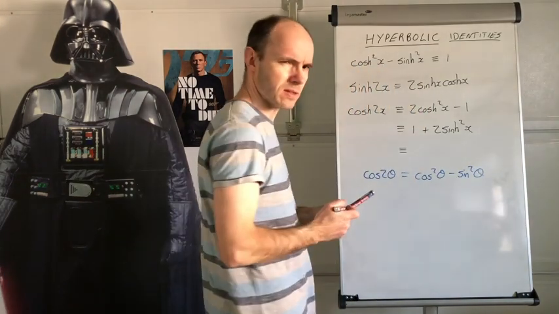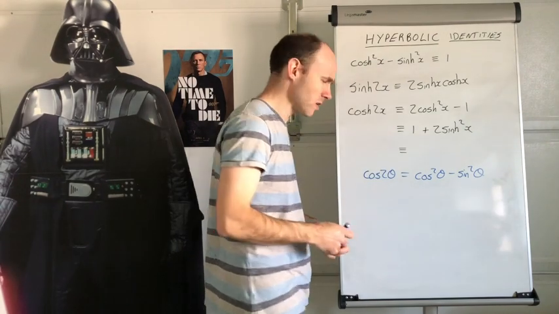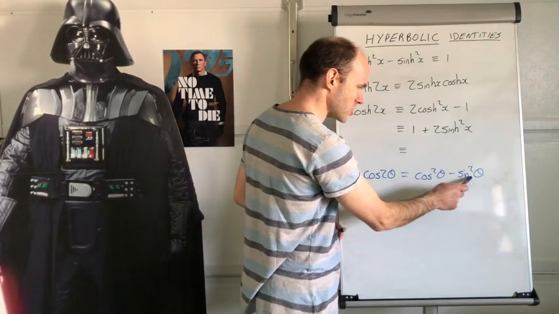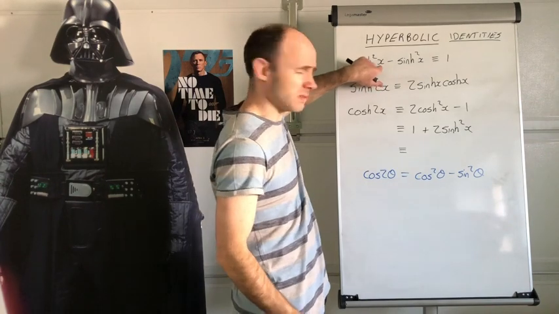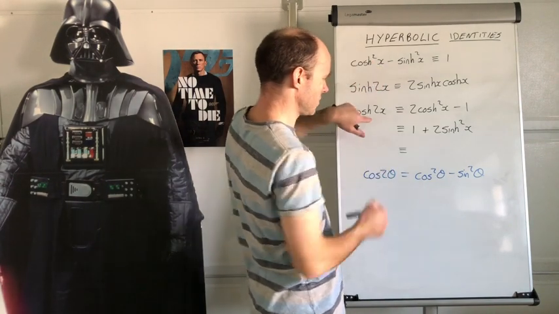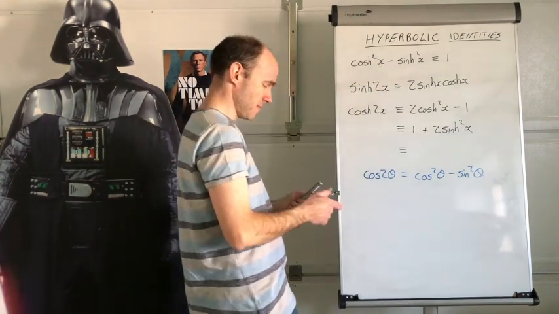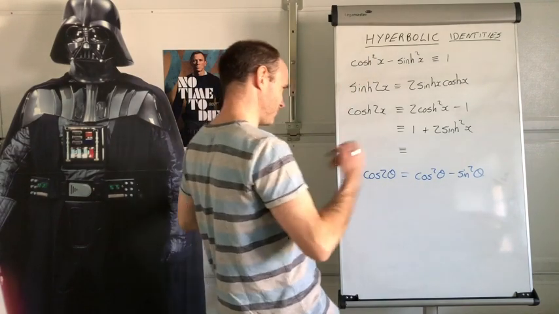We can see it's not going to work the same with hyperbolic functions, is it? Because the cos squared minus sin squared is that one there. So 1 is not going to be equal to cos 2x. Okay. Now, any guesses where it is?